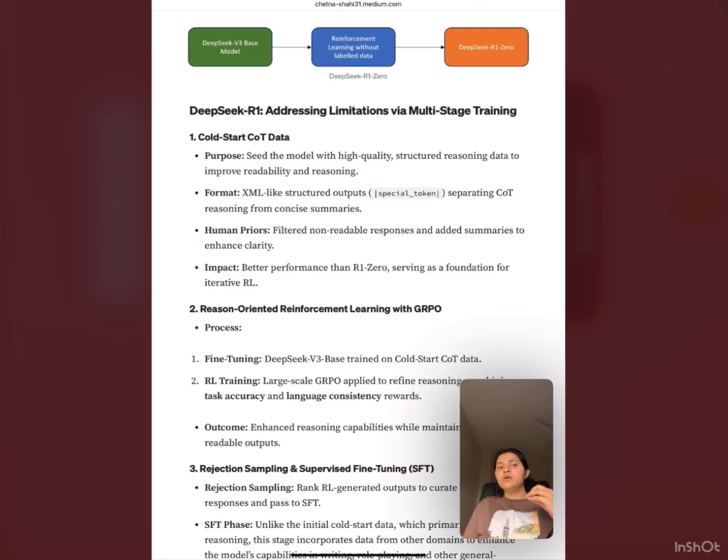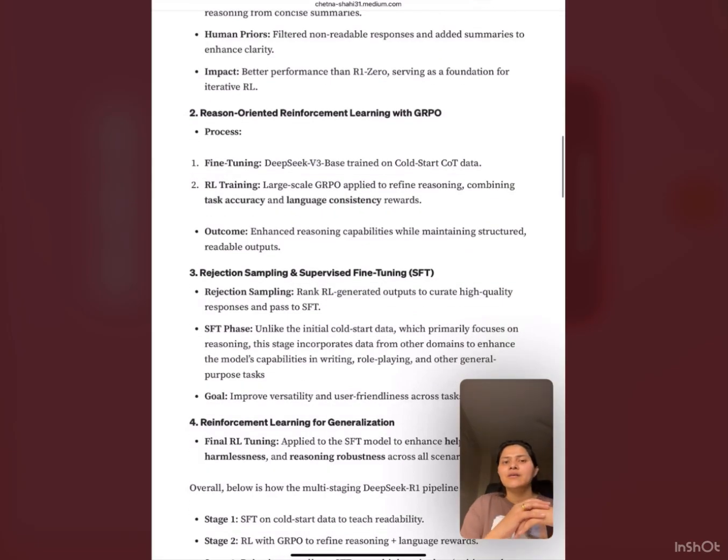This alone, the cold start with chain of thought data alone, gave a very good result compared to the R1-Zero. Okay, the next step that was done was the reinforcement learning with the GRPO.